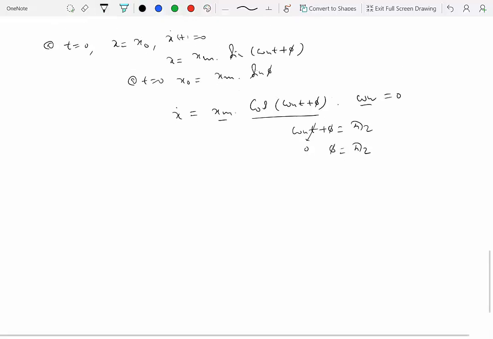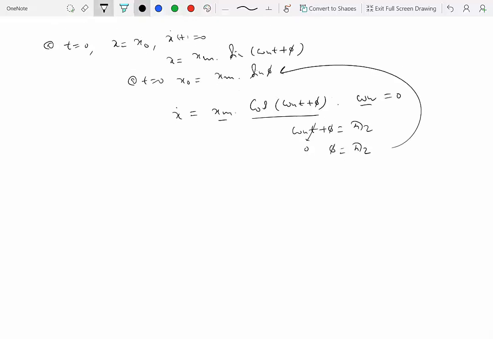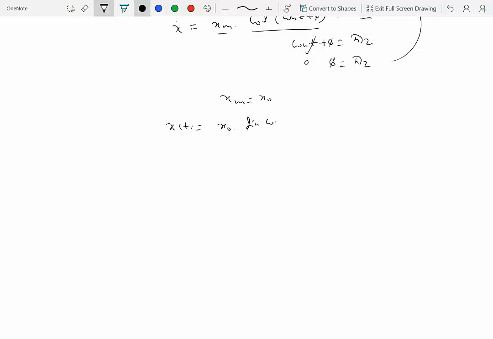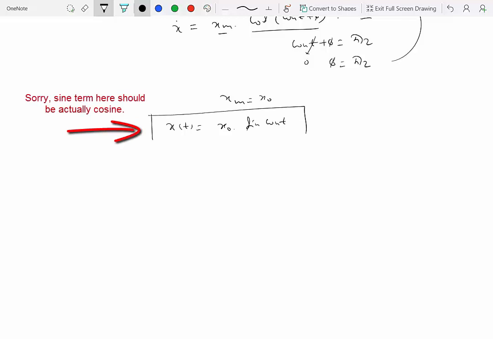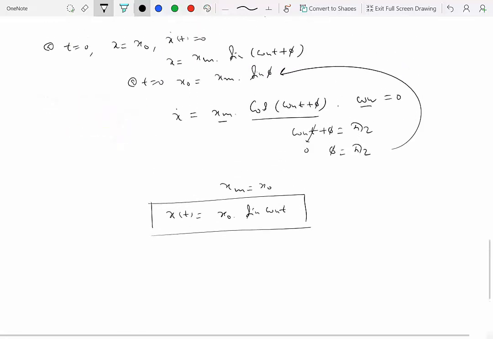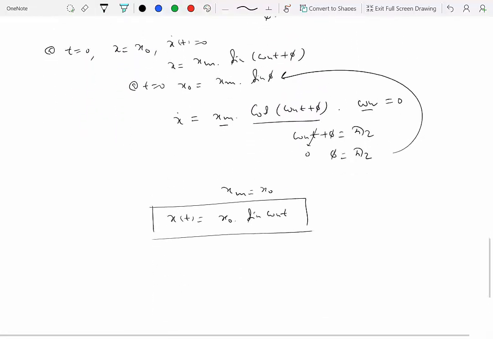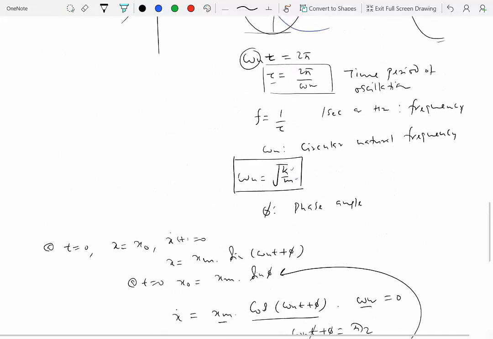So phi is pi by 2. You substitute that in here, and that gives you sine pi by 2, so xm is equal to x0. So you find that your solution is x0 times sine omega n t, right? That's what you get. Such a system is called a simple harmonic oscillator because you have one natural frequency over here and it's a harmonic function.